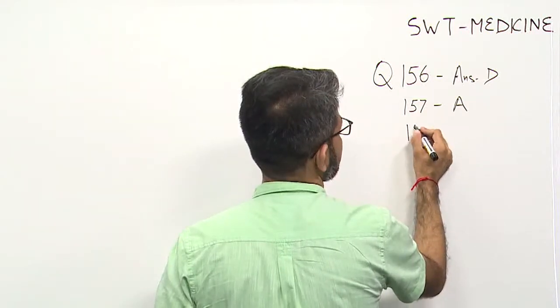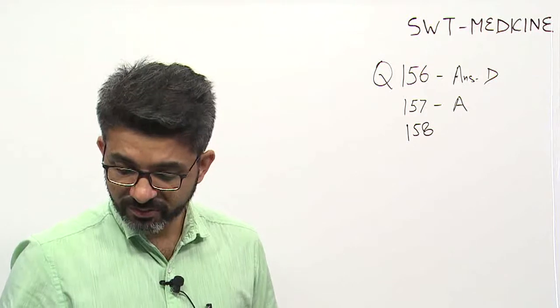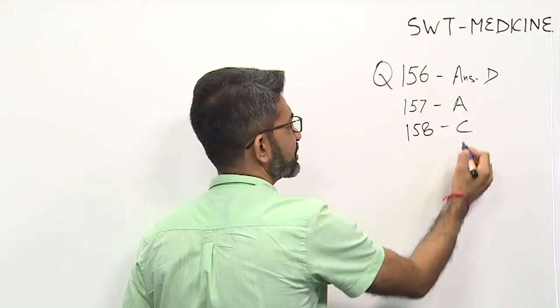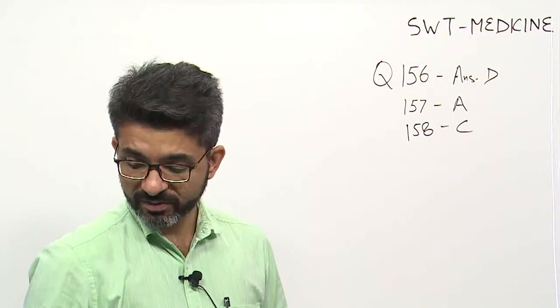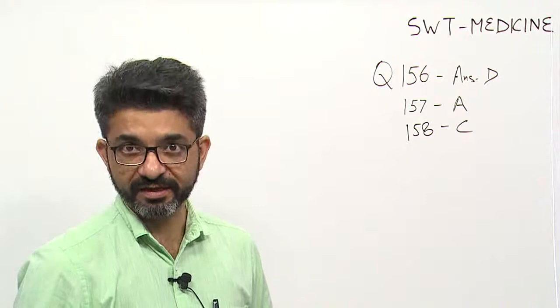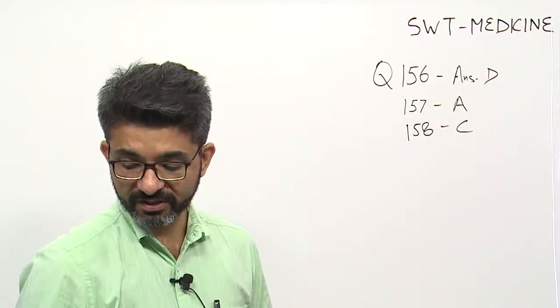Question number 158. Best investigation to diagnose endocarditis is 2D echo. So, no explanation required in this question. Question number 159. Spontaneous lobar hemorrhage in brain. This is lobar hemorrhage in brain, can occur most likely in which condition?